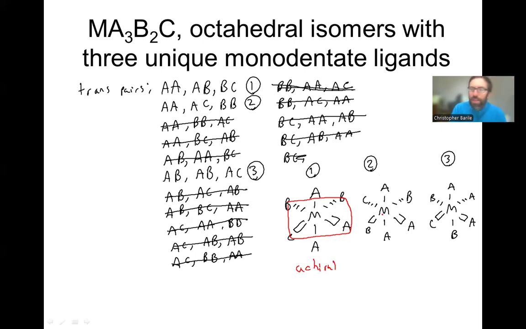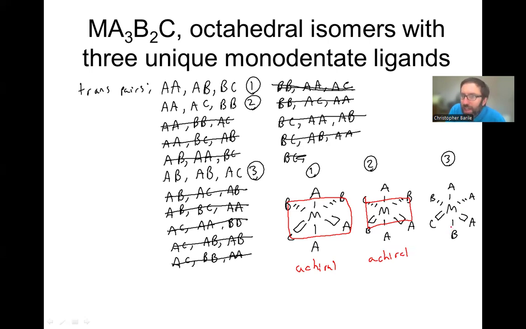For the second structure, we also have the same mirror plane. There's potentially multiple mirror planes, but you only have to find one mirror plane in order to show that the molecule is not chiral. If you can't find a mirror plane for any of these octahedral examples, the molecule will be chiral. So we see the same sort of thing. It's not chiral, so we only have one. There's no enantiomers here for these two structures.